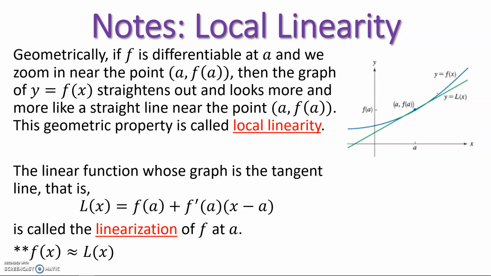So that is, on any curve, if I zoom in close enough, the curve begins to look linear at that point or around that point. So we say that it is locally, meaning around or nearby, linear. And the linear function whose graph is the tangent line is called the linearization of the function f at a. And we say that f of x is approximately equal to the function itself near that small interval.